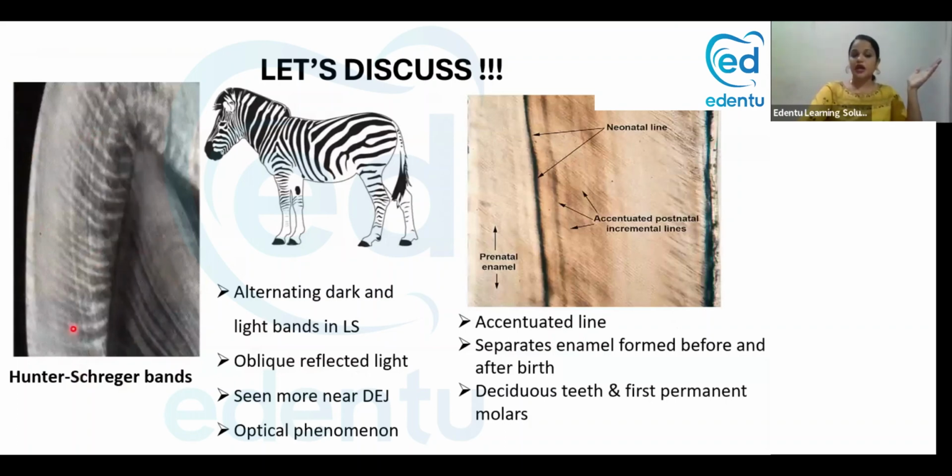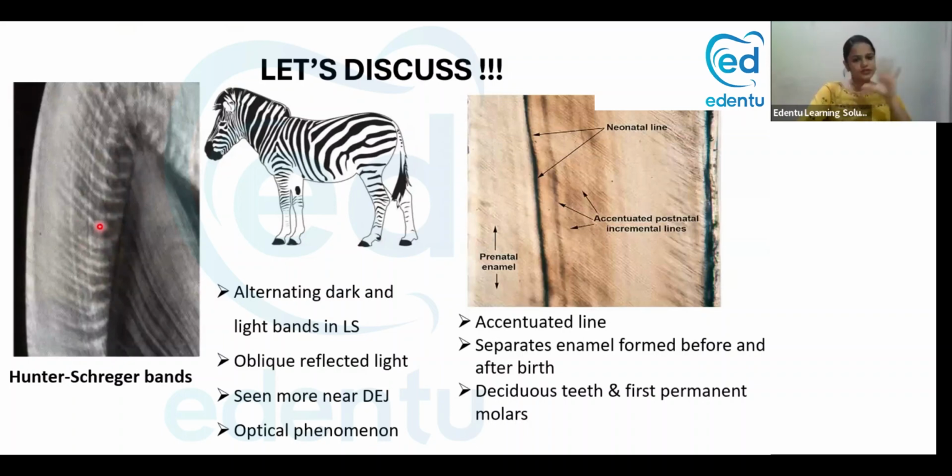There is an option called Hunter-Schreger bands. These Hunter-Schreger bands are nothing but the zebra lines of the enamel. You can call them the zebra lines of the enamel, for easily remembering it. What they are is mainly dark and light bands in the longitudinal section of the enamel. If you view this ground section in a normal microscope through normal light, you will not be able to see these Hunter-Schreger bands.